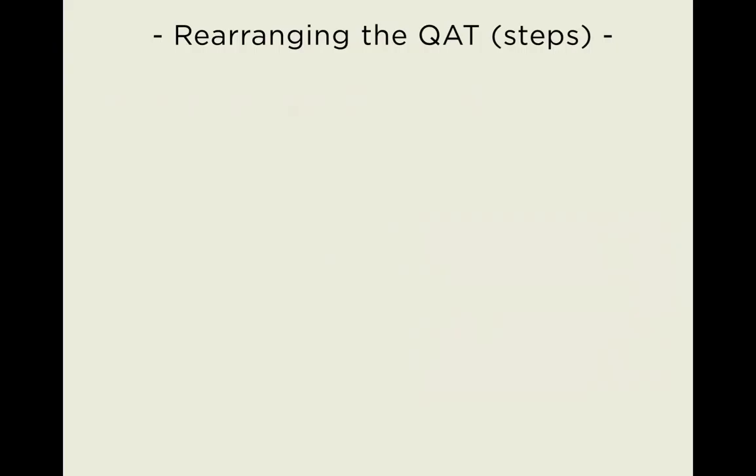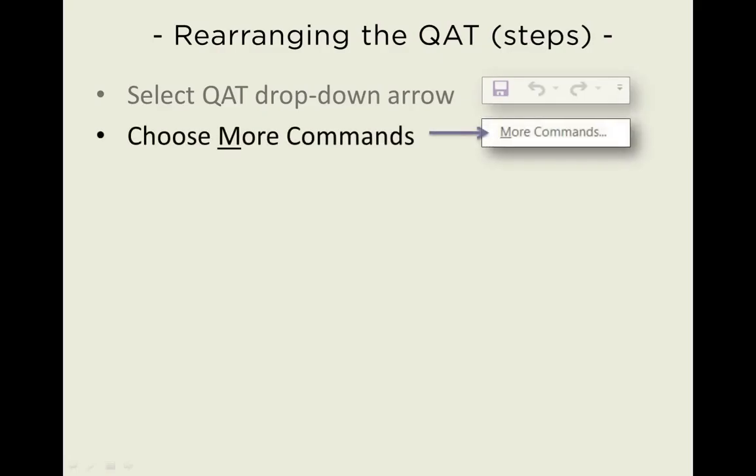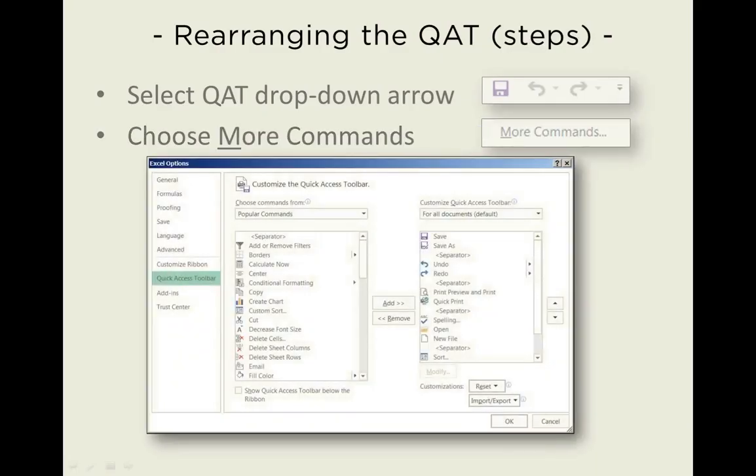To rearrange the Quick Access Toolbar, position yourself into the Excel Options Quick Access Toolbar dialog box. An easy way to get to this dialog box is through the Quick Access Toolbar drop-down menu. From here, select More Commands. This opens the Excel Options Quick Access Toolbar dialog box.